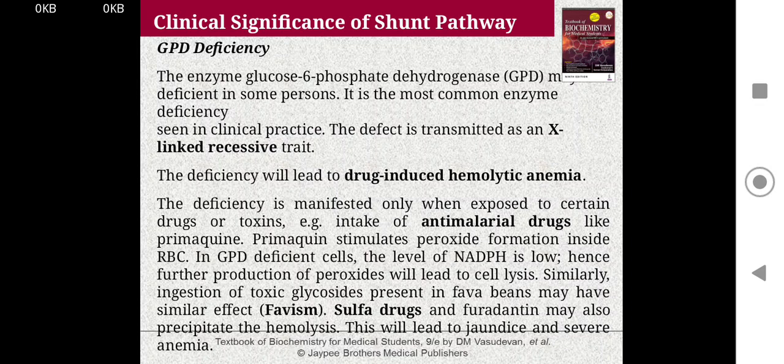Primaquine stimulates peroxide formation inside the RBC. In G6PD deficient persons, the level of NADPH is low. Hence, the further production of peroxide will lead to cell lysis. Similarly, ingestion of toxic glycosides present in fava beans may also have similar effects, known as favism. Certain drugs, sulfa drugs, nitrofurantoin may also cause similar hemolysis.